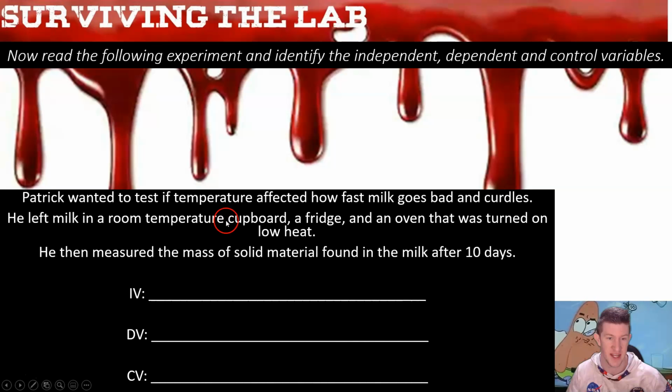You might also say the temperature of each of these things. So the temperature of the cupboard, making sure that the fridge stays at the same temperature, make sure the oven is on at the same temperature. They could be examples. Another one could be the type of milk. So we obviously don't want to use different milks for each experiment because we've changed something. We want the same milk for each experiment. So they're examples of independent, dependent, and controlled variables.